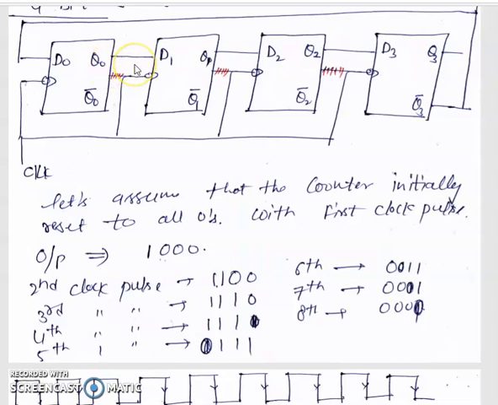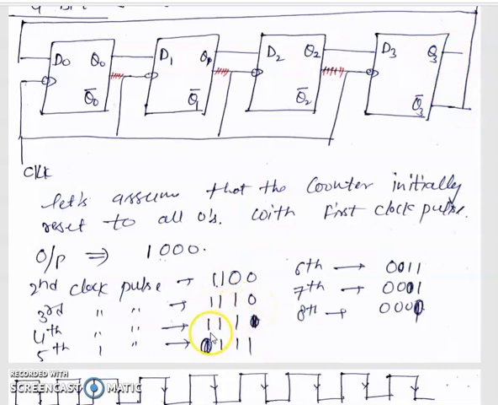So Q0 is shifted here. Okay, so the second state is 1 1 0 0, because this one is also the input of D0, and since it is a shift register, it shifts to the next position. So 1 1 0 0. In the third clock pulse it is 0, also it is 1, so it is also shifted to the next position, that is 1 1 1 and 0.